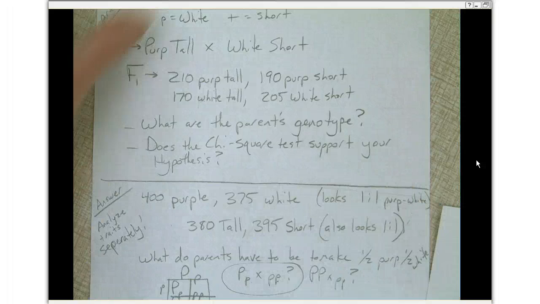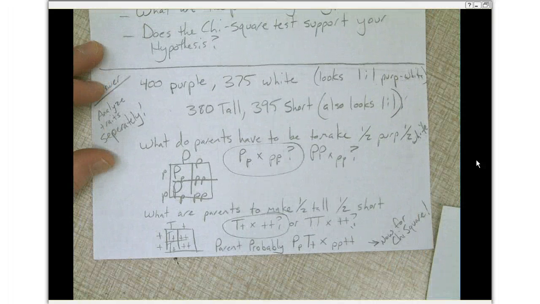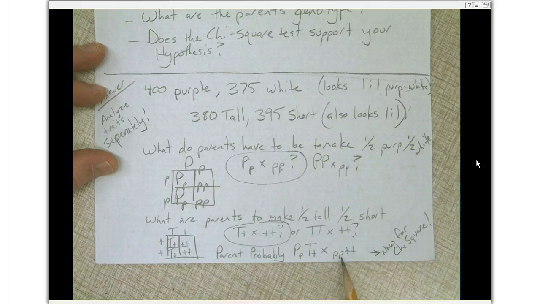So now we've got to do the chi-square test. We've got to find out if our results, if the offspring are close enough to the expected ratio in order to draw the conclusion that the parents are probably big P, little p, big T, little t, crossed with little p, little p, little t, little t. At this time, pause the video and try to figure out how you're going to do that chi-square test.